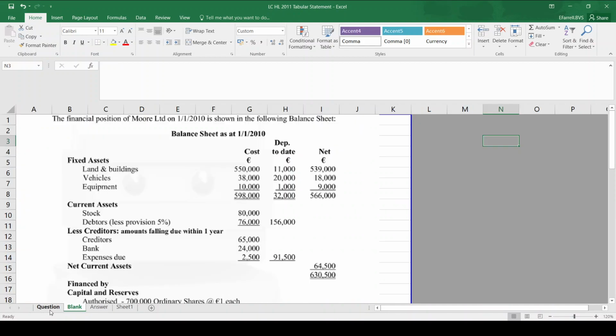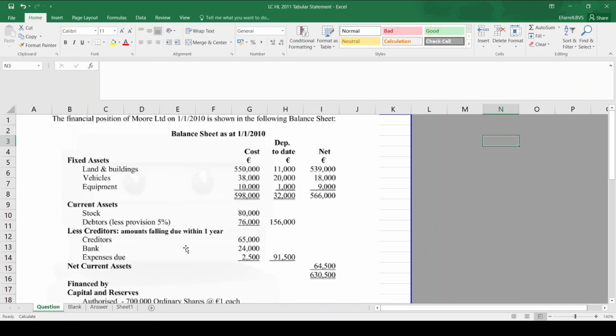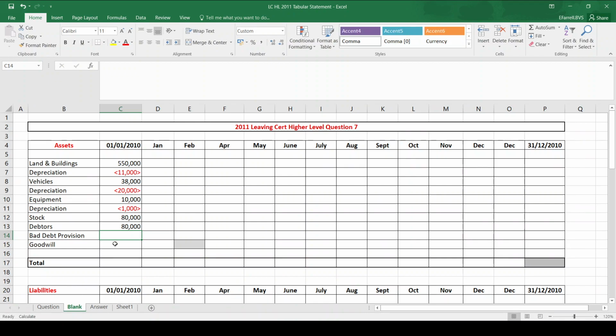Now you just have to be careful when you go to do your debtors, because this figure here is the debtors less the provision of 5%, 76,000. So we want to get the total debtors figure and the provision to make up this 76,000. If this 76,000 is the debtors less the provision of 5%, this is 95% of debtors. So to get the full amount of debtors, I just get 76,000, divide that by 95 and multiply it by 100. And that gives me a debtors figure of 80,000. So debtors were 80,000 before the provision. If they're 76 after, then the provision must have been 4,000.